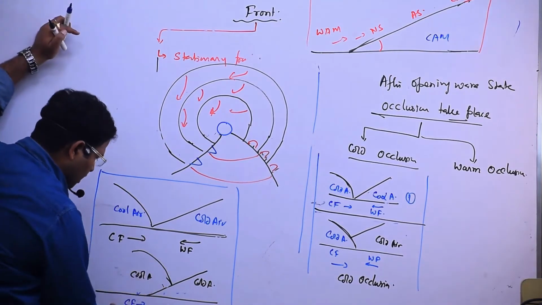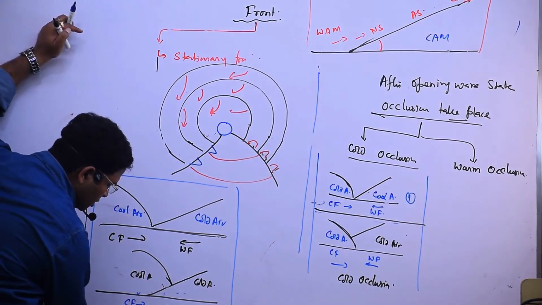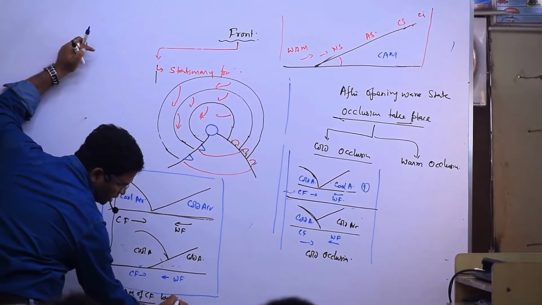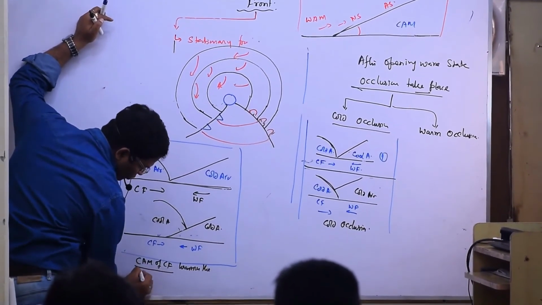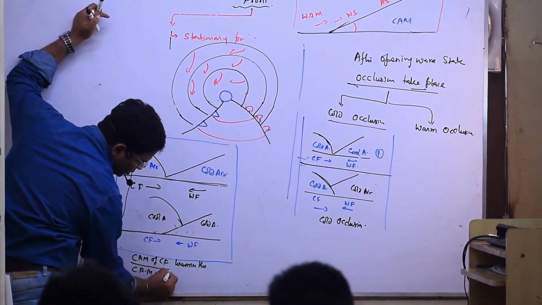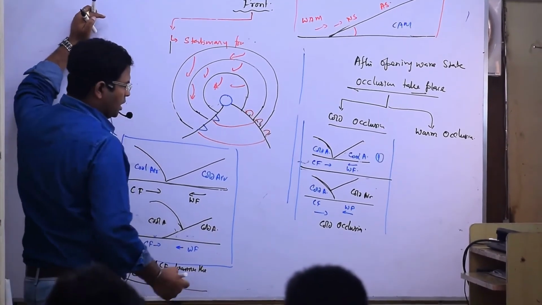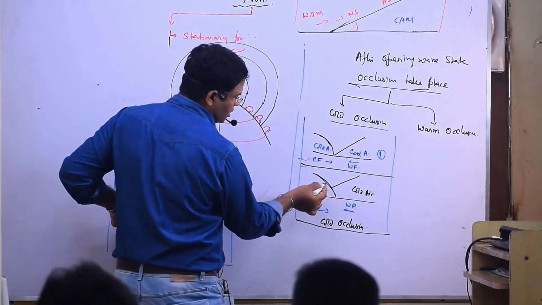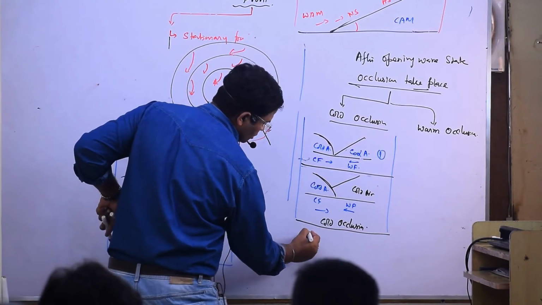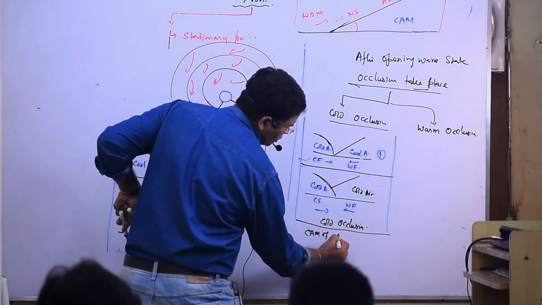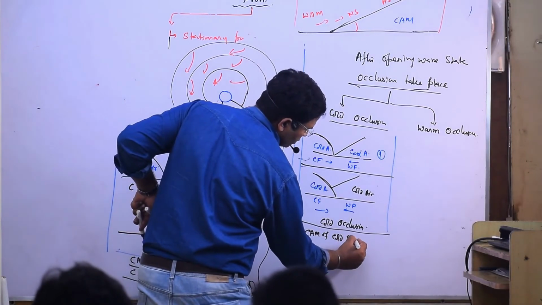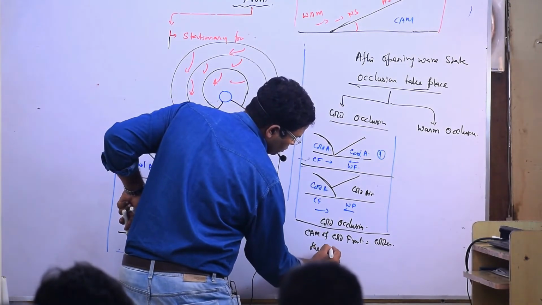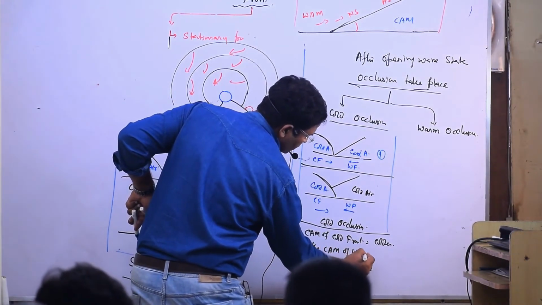So the equation can be written like I said: the cold air mass of the cold front is warmer than the cold air mass of the warm front. Simple. And that is known as a warm occlusion. And here, the cold air mass of the cold front is colder than the cold air mass of the warm front.